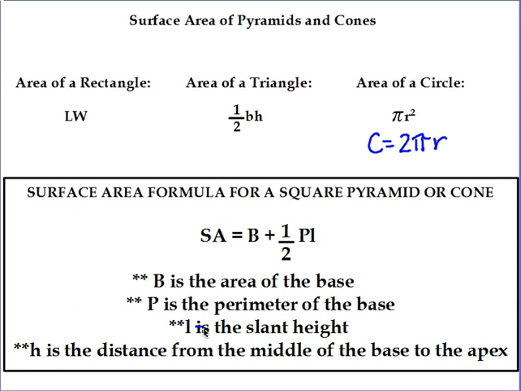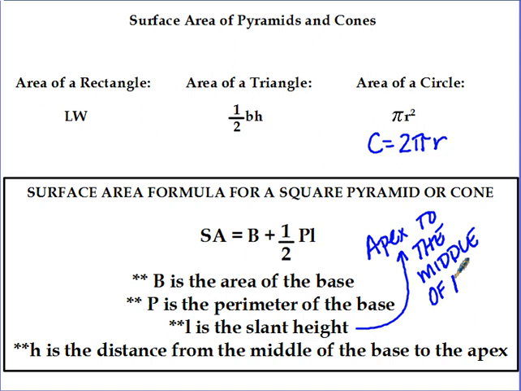Okay, and the slant height is different from the height. The height we used in the volume, and that's the same thing. It's still the distance from the middle of the base to the apex. But L is the slant height, and the slant height is the distance from the apex to the middle of a side. So you'll see the difference here when we look at a picture. But slant height and height, so L and H, are 2 different things. But for surface area here, we're going to use 1/2 PL for our second part there.